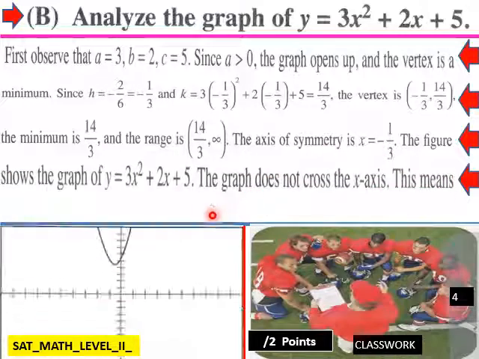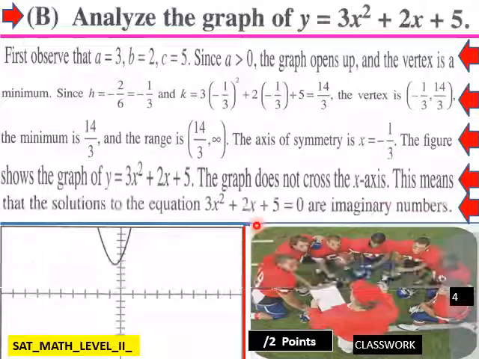Here is finally your graph of this parabola, and how it goes up. Here's your vertex, negative 1/3, 14/3. The graph does not cross the x-axis. This means that the solutions to this equation are imaginary. So we have imaginary numbers as our solutions for this.